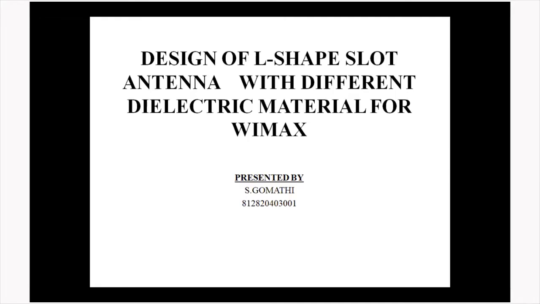WiMAX is based on the principles of the IEEE 802.16 standard family. In a Wi-Fi network, access is only a few feet with a speed up to 54 megabits per second. But in a WiMAX antenna, the range is up to 40 miles with a speed of 70 Mbps. WiMAX is an IP-based wireless broadband access technology. So we can use it for WiMAX applications.